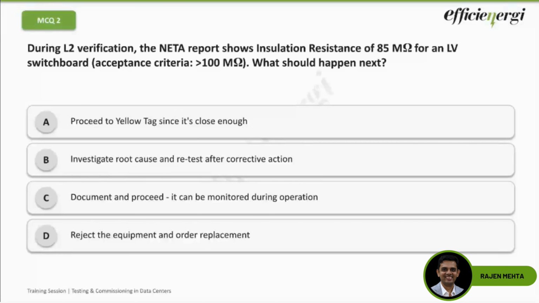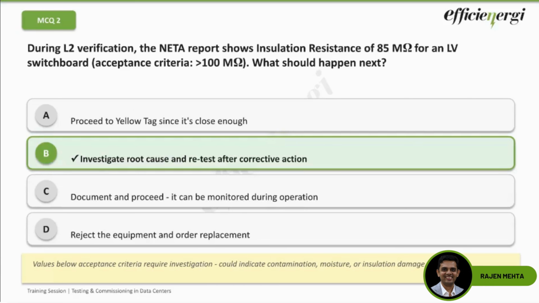I'm sure we have had a lot of practical examples where we have gone through this case. Can someone let me know from here? He's saying the investigation, root cause, and the test doctor, corrective action. Okay. Yeah, so that's right. But a lot of times, even A is taken into consideration. At times, teams try to compromise, saying that it's close enough.